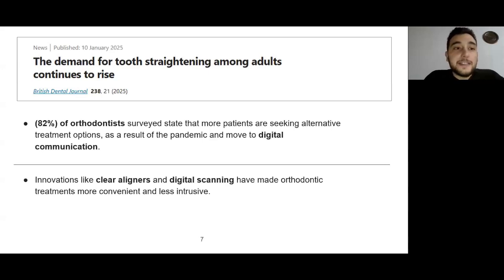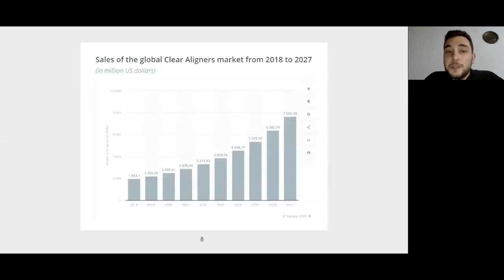The more interesting part of this article is that 82% of orthodontists surveyed state that more patients are seeking alternative treatment options as a result of the pandemic and moving to digital communications. This is where innovations like clear aligners and digital scanning have made orthodontic treatment more convenient and less intrusive. So, more numbers coming through.